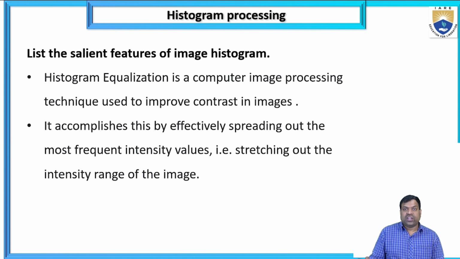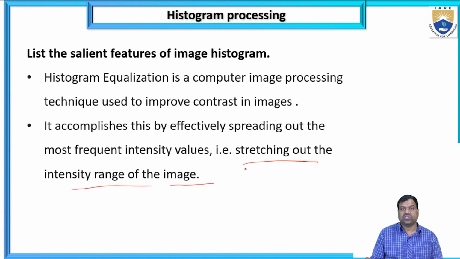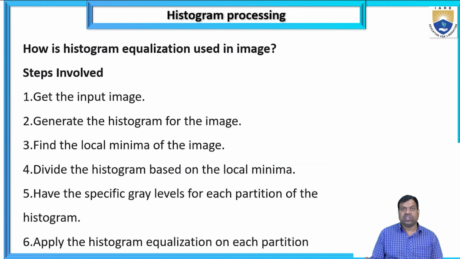So what are the salient features of image histogram? Histogram equalization is a computer image processing technique used to improve contrast of an image. It accomplishes this by effectively spreading out the most frequent intensity values, that is, stretching out the intensity range of the image. So what are the features? It improves contrast, effectively spreads out the most frequent intensity values, and stretches out the intensity range of the image.